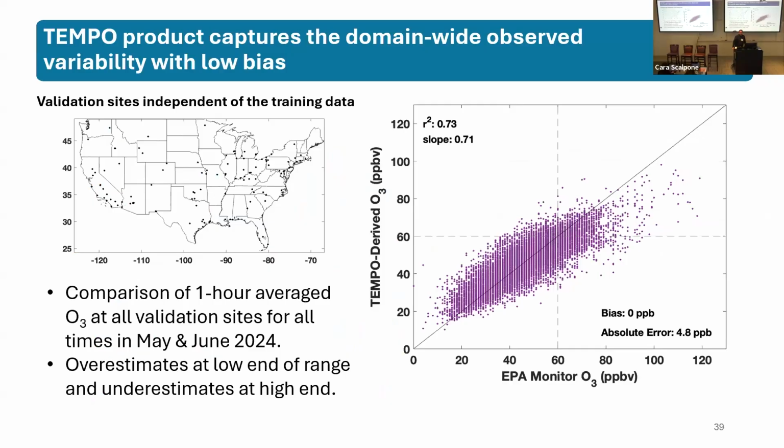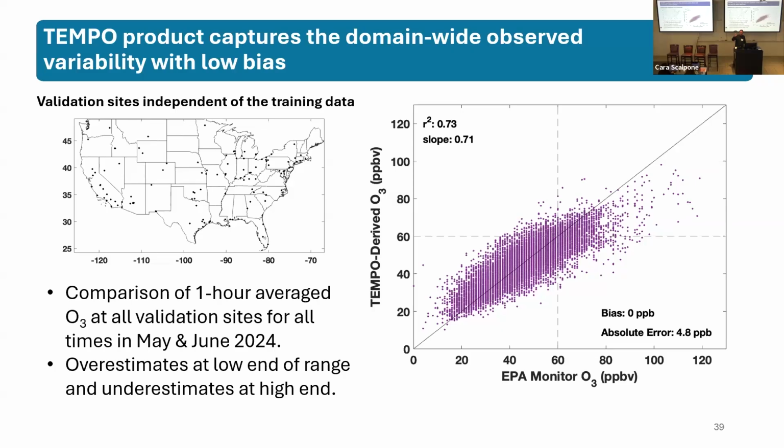So this is showing a comparison of the observations at the EPA ozone sensor to the ozone from our TEMPO-derived product. And then the map is just showing the validation sites, which again are independent of what was used to train the model on. So this initial result at all of these sites for all hours of the day, I think is pretty encouraging. So we're doing a good job of capturing that variability. We do have very little bias, and we get our ozone accurate on average within about 5 ppb.